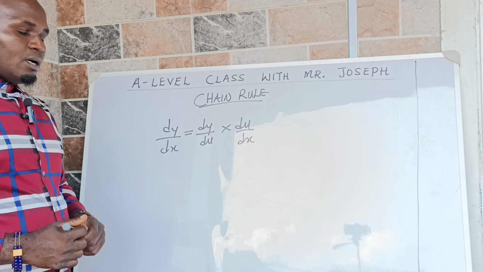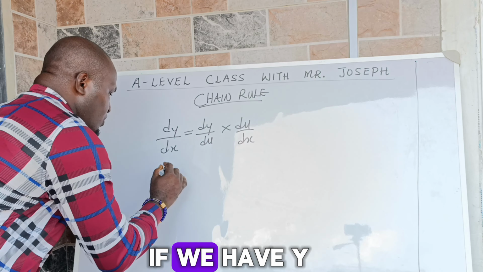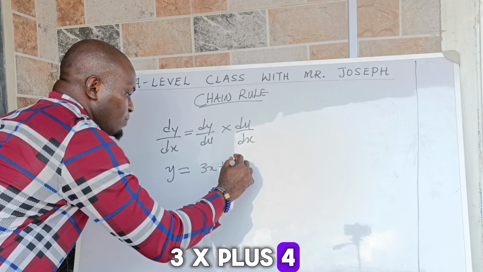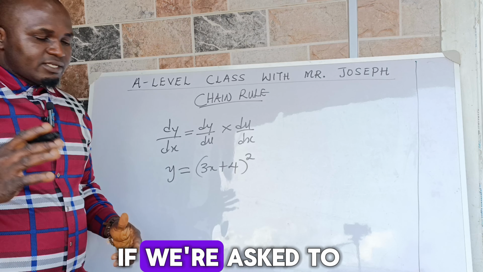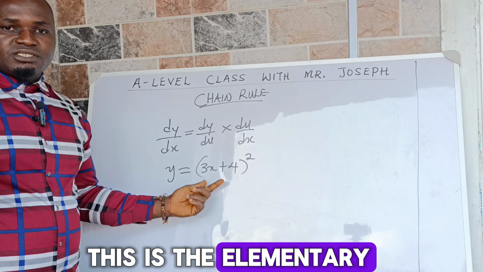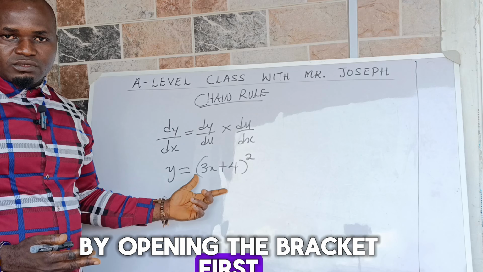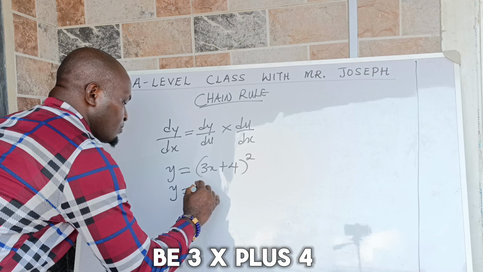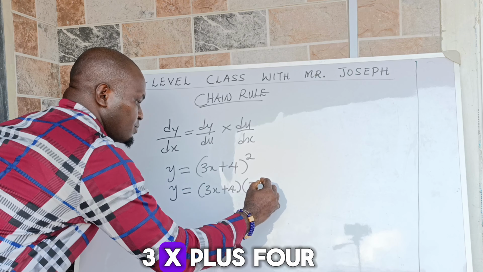All right. Now, I would like to start with something like this. If we have y equal to (3x + 4) all raised to the power 2. If we're asked to differentiate this, we all know that this is the elementary aspect of differentiation. You can do this by opening the bracket first, and that simply means we have y equals (3x + 4)(3x + 4).